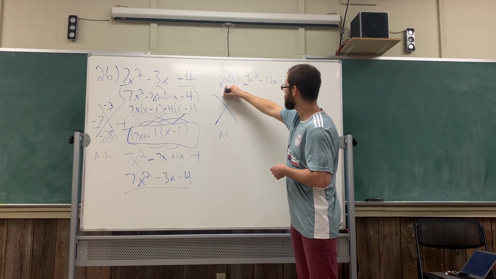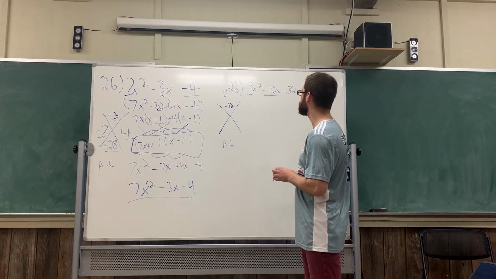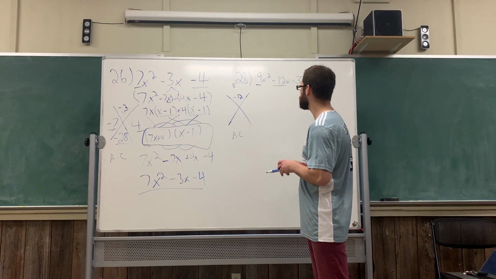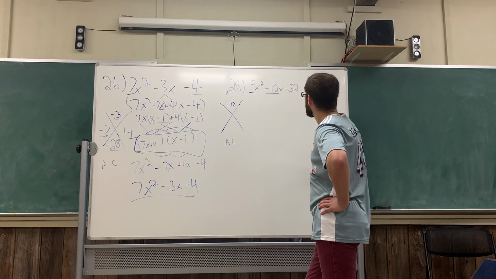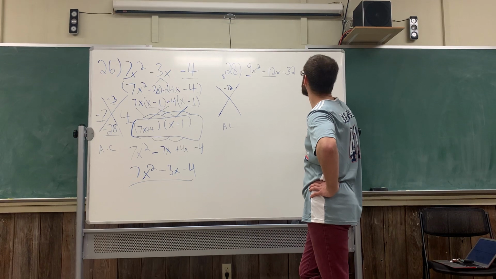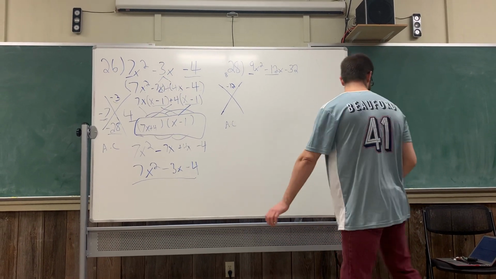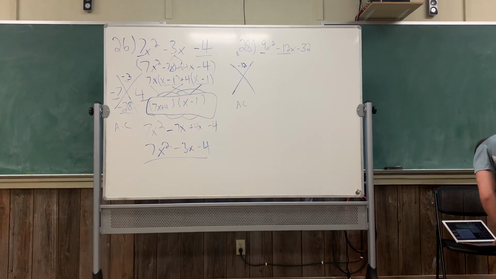B is negative 12. 9 times negative 32. Oh my goodness. 270. 288, I think. Let me check on my computer. I'm getting negative 288. I just want to make sure that's correct.